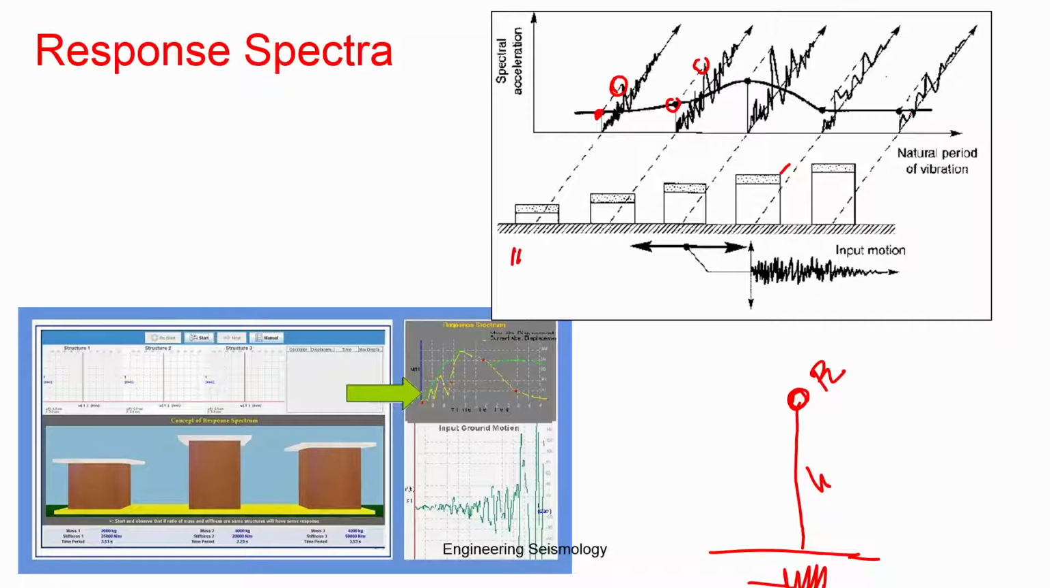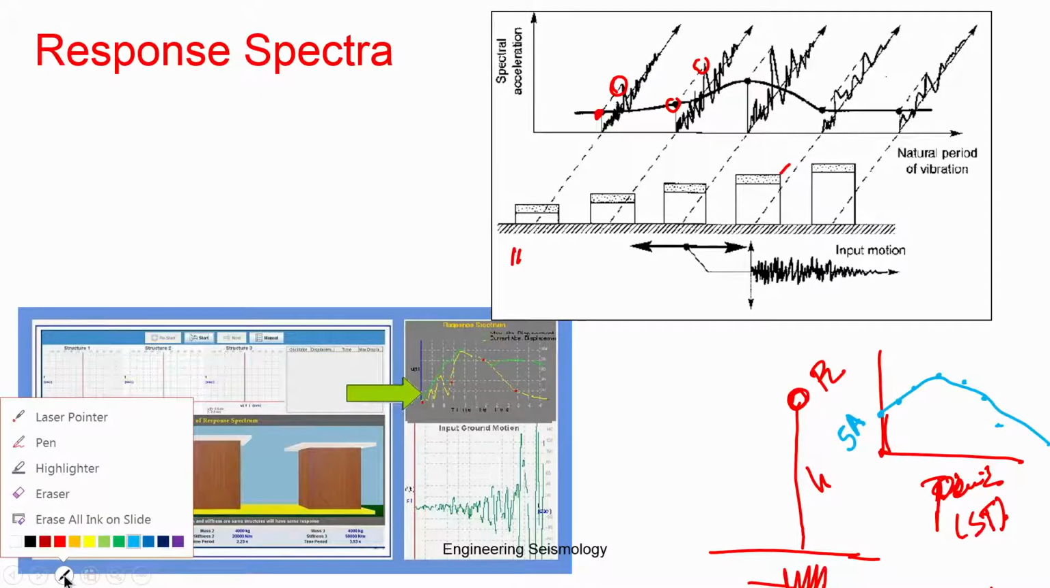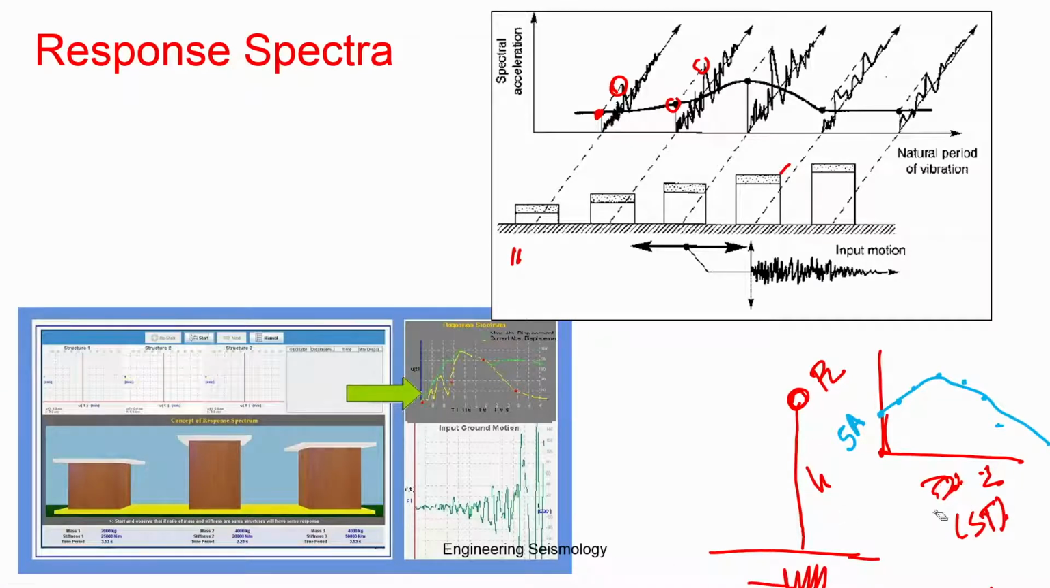That response is plotted against the period, which is the natural period of the structure. At 0 period you will get some acceleration, some response. Then at 1, 2, 3, 4, 5 like this. Connecting these points gives the response spectrum. This will be the spectral acceleration or the spectral velocity, and this will be your period, the natural period of the system or structure.